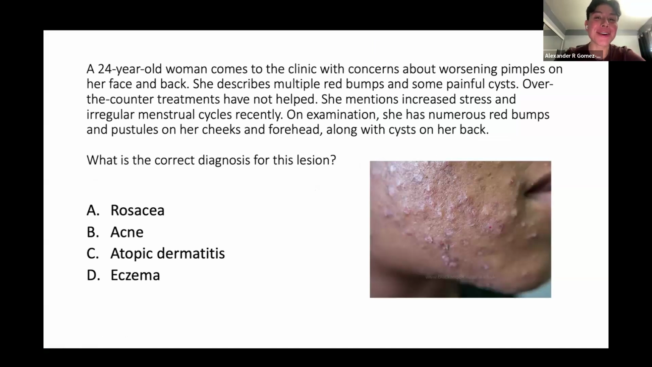So a 24-year-old woman comes to clinic with a concern about worsening pimples on her face and back. She described multiple red bumps and some painful cysts. Over-the-counter treatments have not helped. She mentioned increased stress and irregular menstrual cycles recently. On examination, she has numerous red bumps and pustules on her cheeks and forehead, along with cysts on her back. What is the diagnosis of this lesion? So this could be rosacea, acne, atopic dermatitis, or eczema.